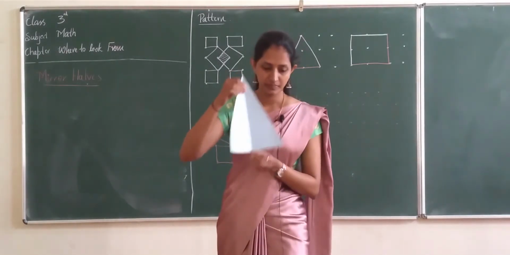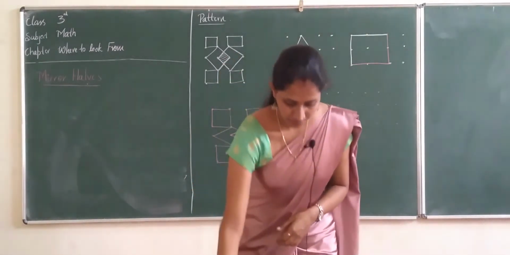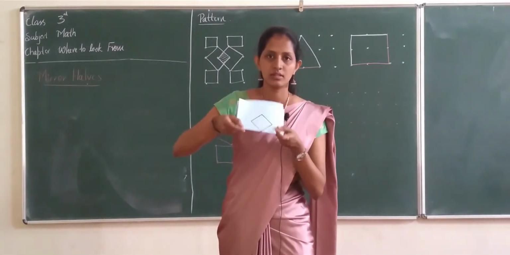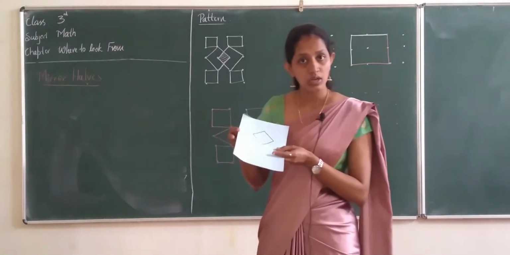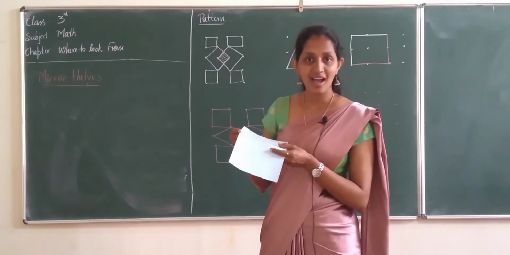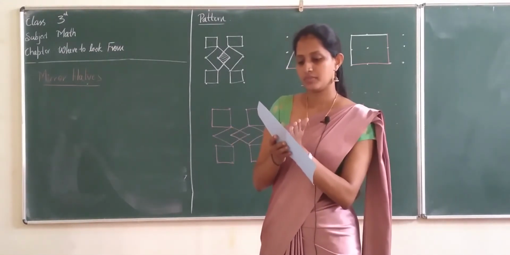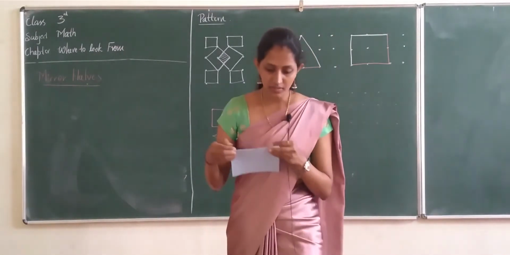This one is symmetrical. This one is asymmetrical and also not a mirror half. You can't get exactly half, correct? This one is not a mirror half also.